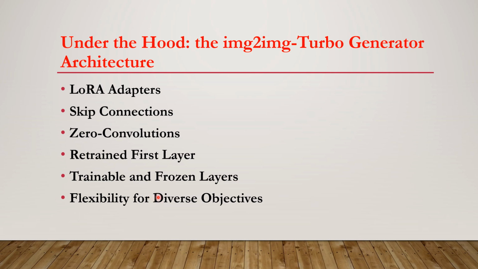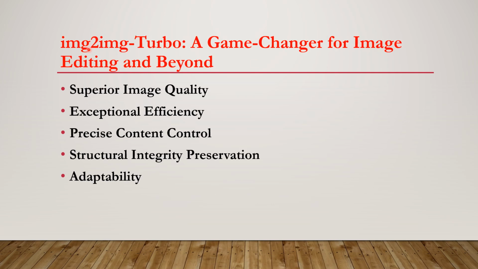Then flexibility for diverse objectives. The image-to-image turbo architecture exhibits flexibility in accommodating various generative adversarial network objectives. And this versatility enables the model to be adapted to a wide range of image-to-image translation tasks beyond the examples provided in these research papers.